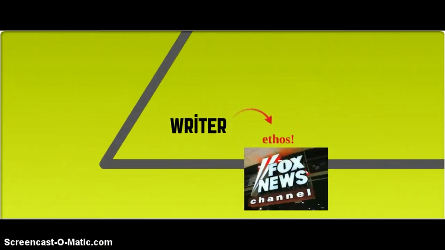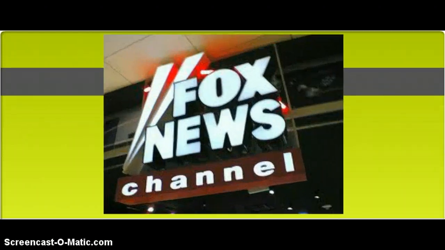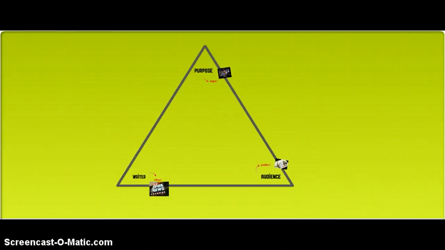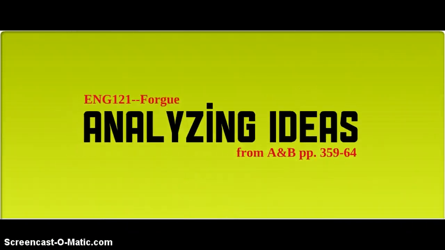Finally, writers make appeals to the audience in relation to themselves. We call these ethical appeals. Always consider whether you believe a writer to be ethical before you assimilate his or her ideas into your own point of view. Consider these types of appeals as you analyze the ideas in texts that you encounter.